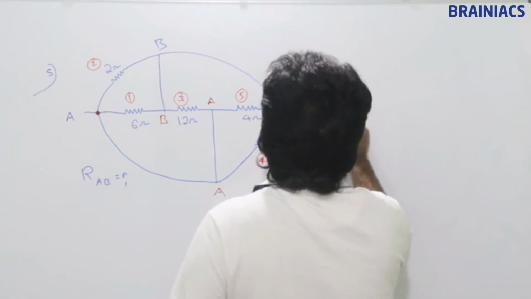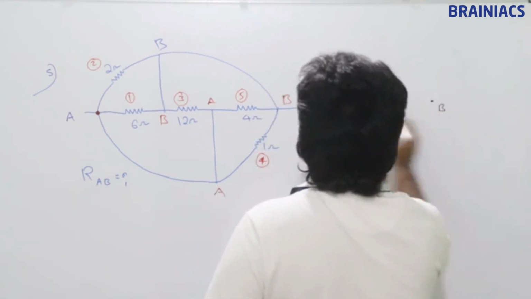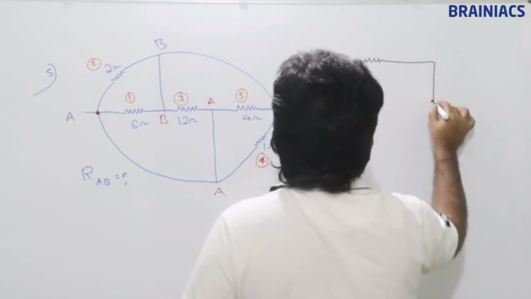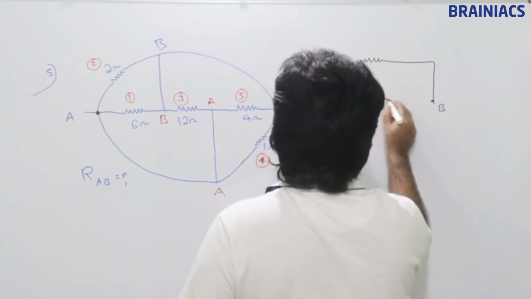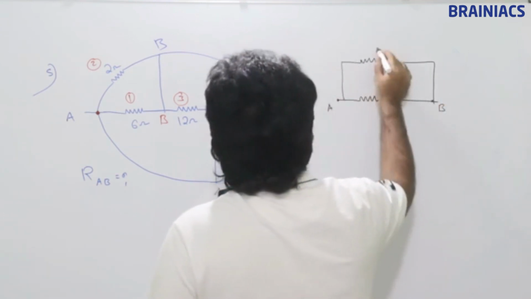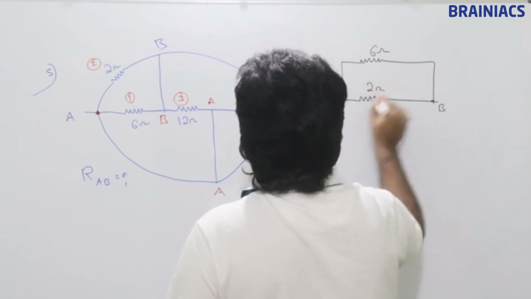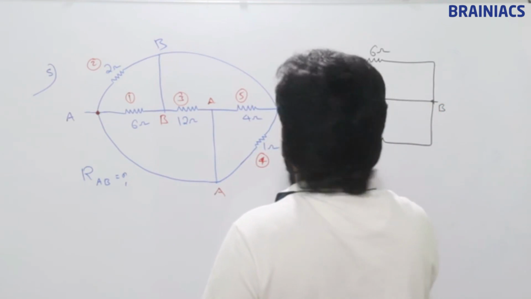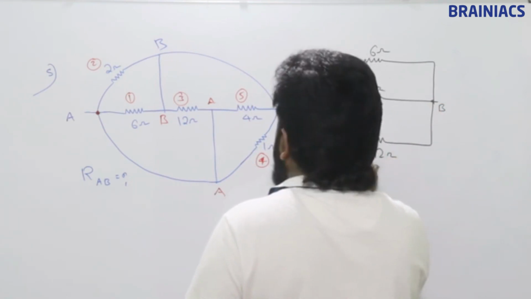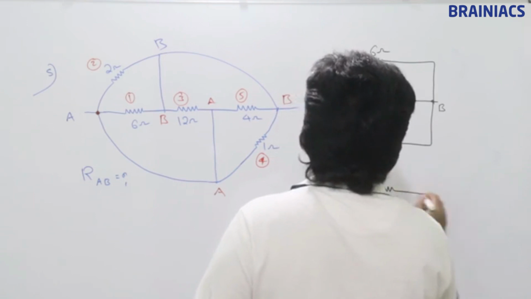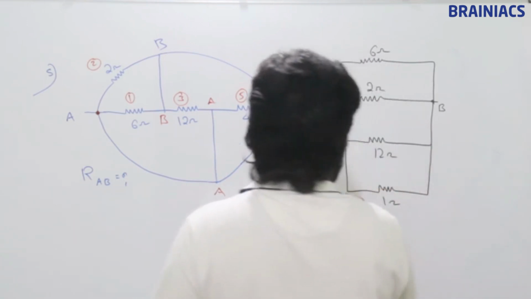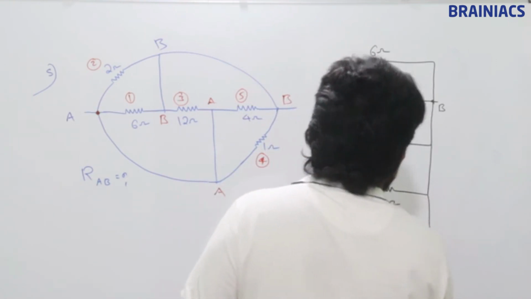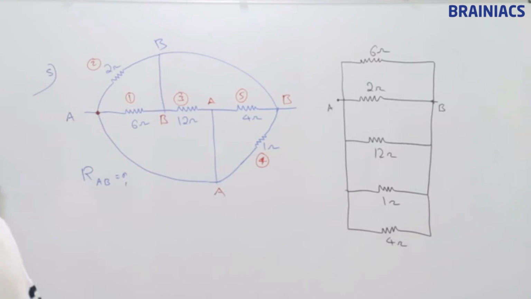Okay, so this is A, this is B, so this is like a resistance. So the first is 6 ohm, the second is 2 ohm, here this is 12 ohm, the third one, the fourth one 1 ohm, then the fifth one 4 ohm, 4 ohm. Okay, resistance between A and B.